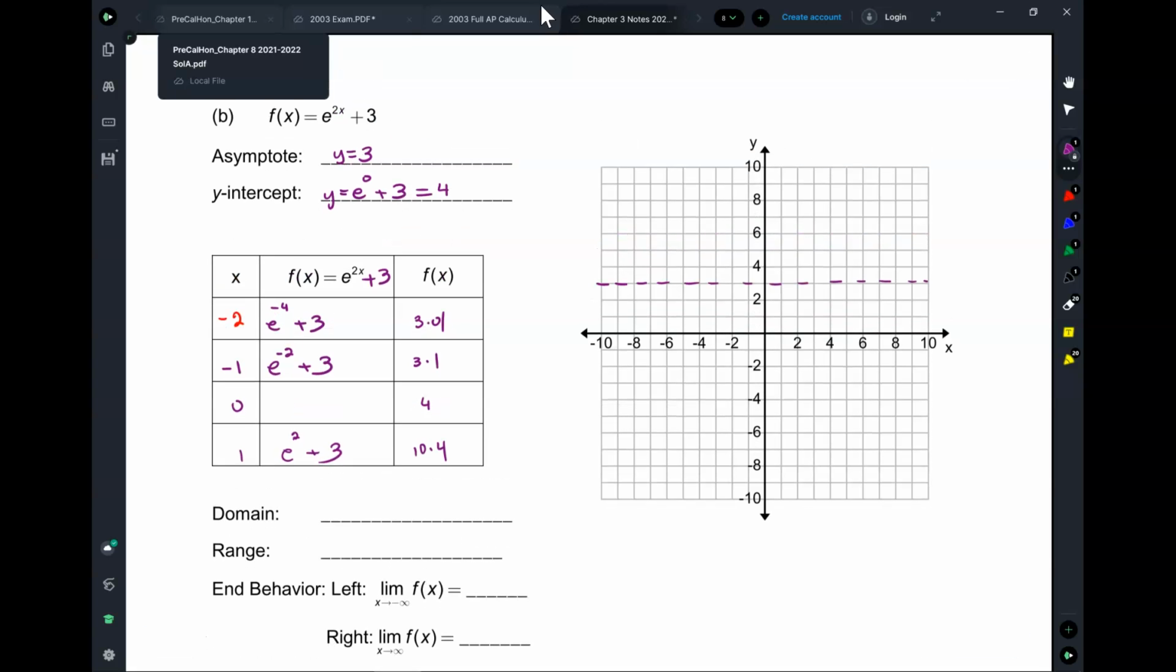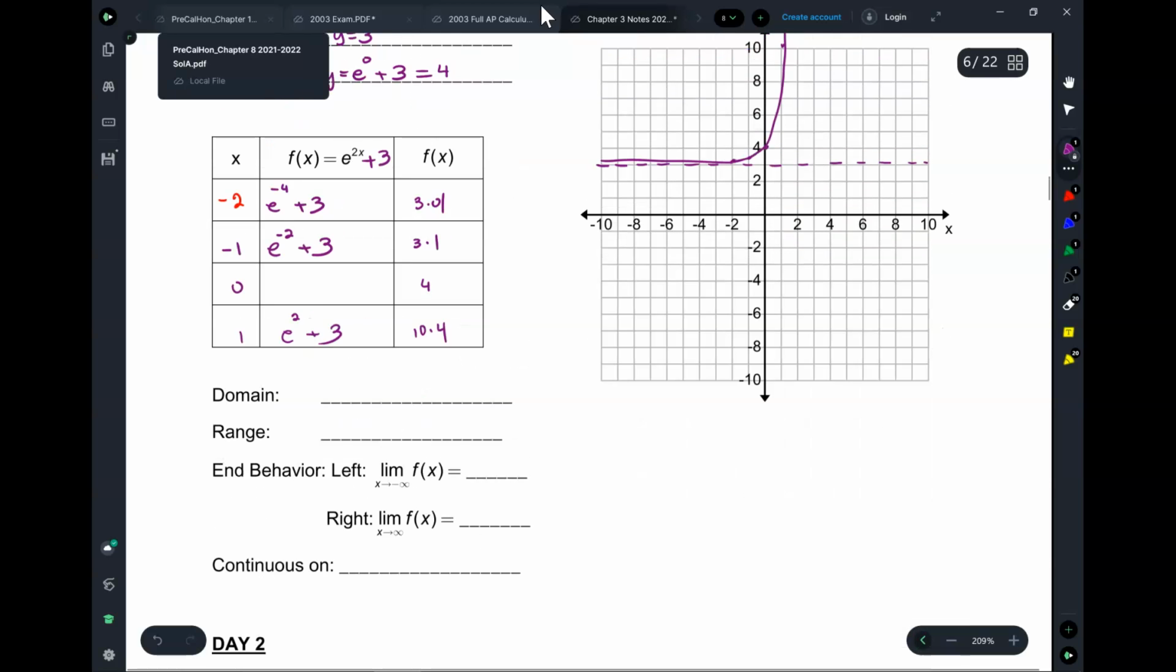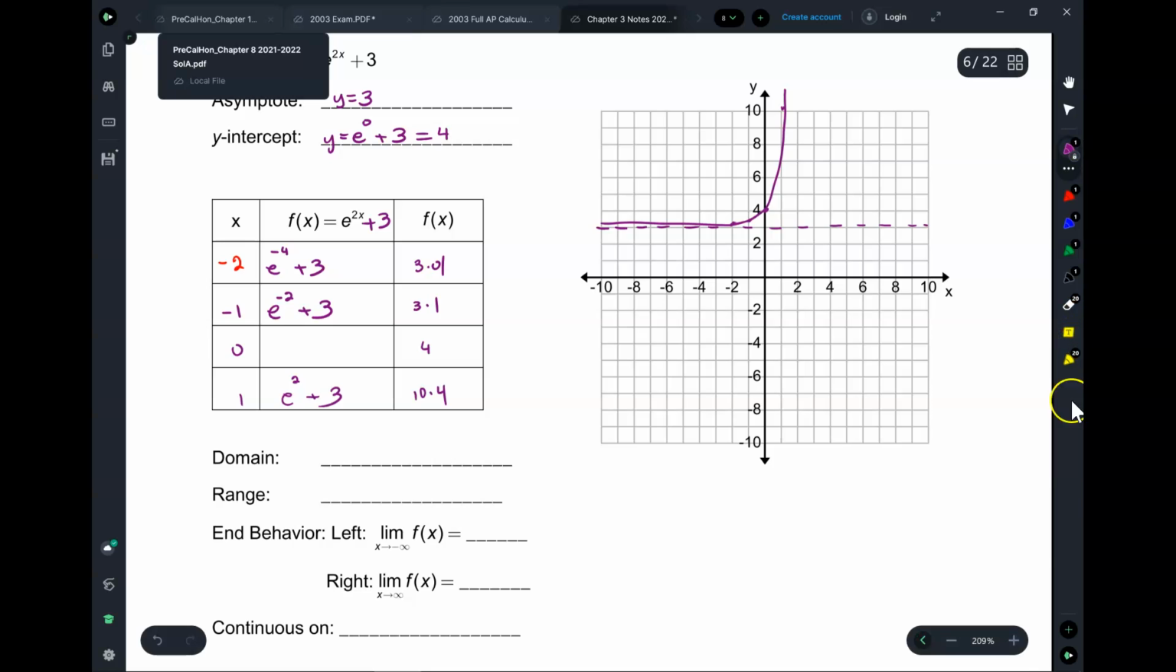So I think you can fill in this part here. But when x is negative 2, we're at 3.01. Then slightly higher until we get to 4, and then it jumps up to 10.4. And I know 10.4 goes off the grid a little bit. If it's something minor like that, it's okay. But otherwise, you should redraw your axes. Okay. Any questions on this?